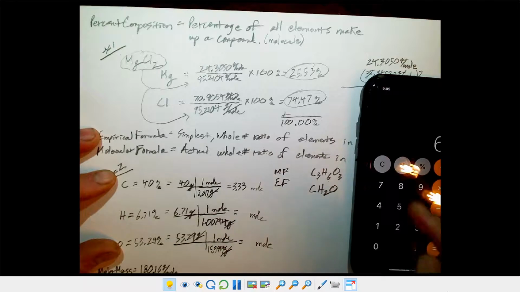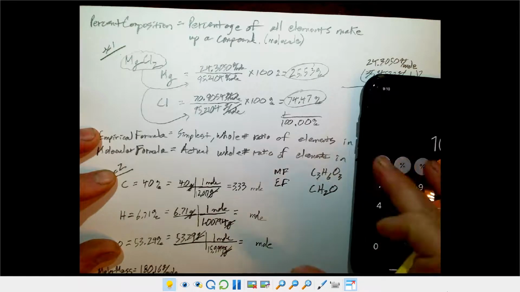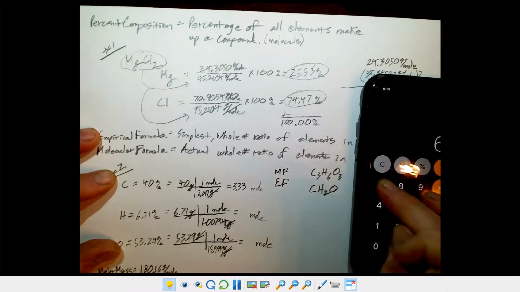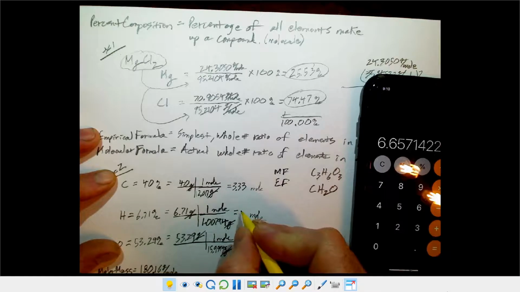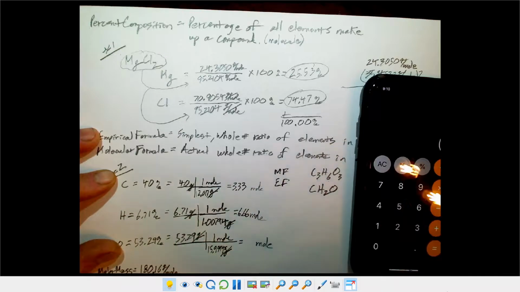Then 6.71 divided by 1.00794, and that's going to give us 6.66. And then the last one is 53.29, and we're going to divide that by 15.9994, and that's going to give us 3.33.